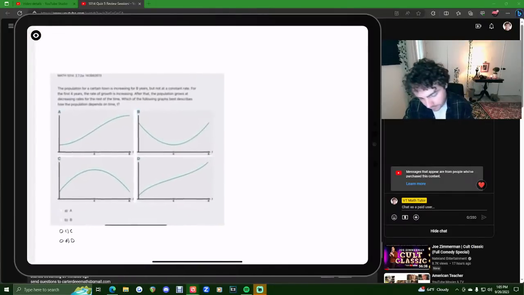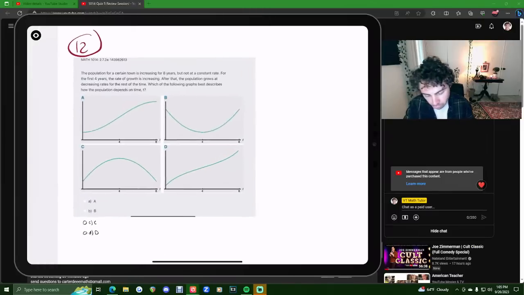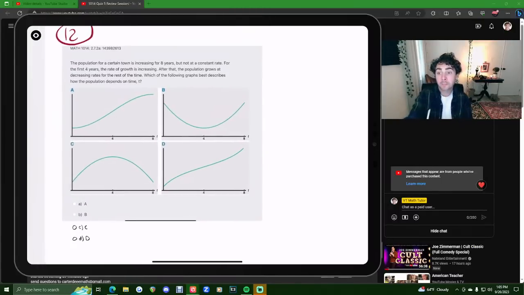Let's finish with number 12 here. They say, the population for a certain town is increasing for 8 years, but not at a constant rate. For the first 4 years, the rate of growth is increasing. After that, the population grows at decreasing rates for the rest of the time. Which of the following graphs describes how the population depends on time t?